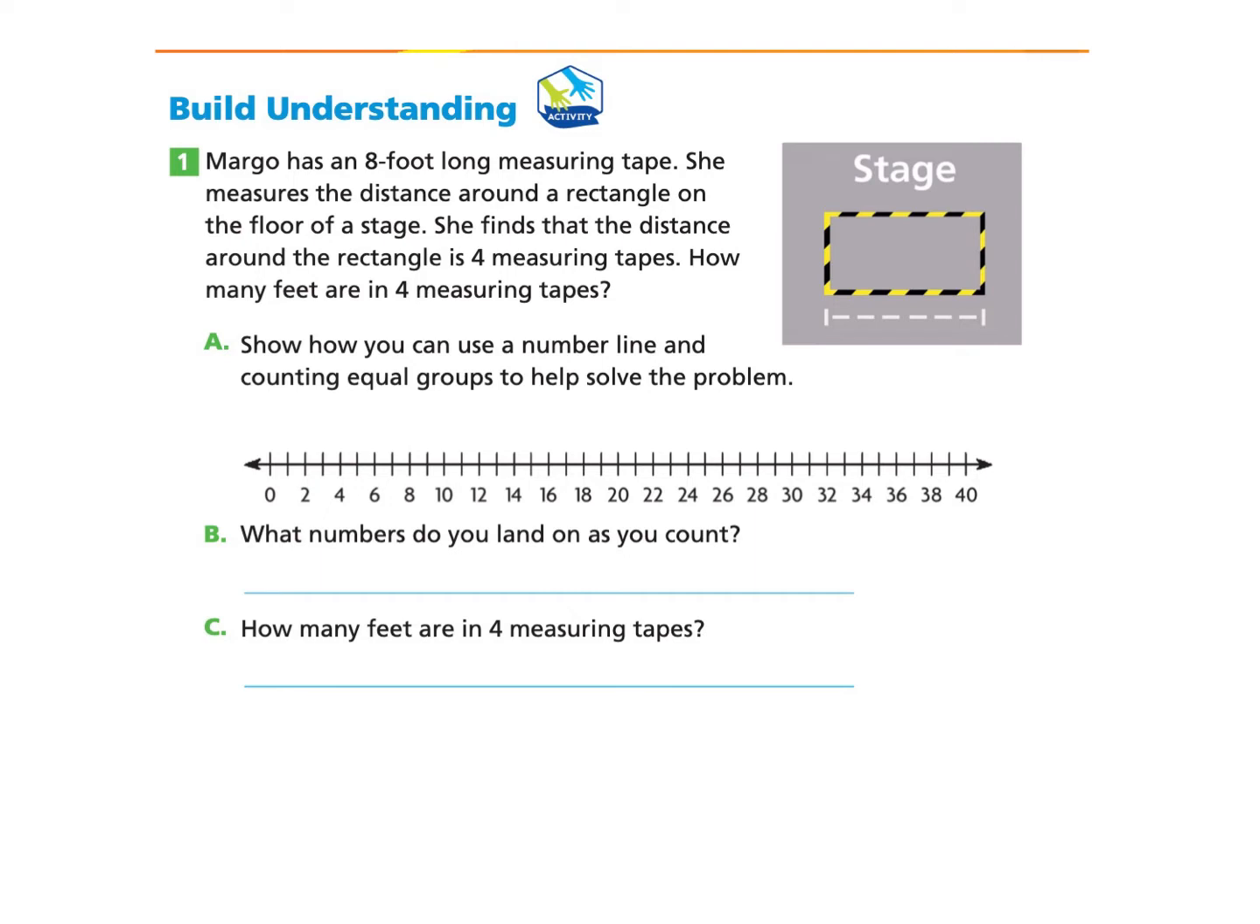Question 1. Margot has an 8-foot long measuring tape. She measures the distance around a rectangle on the floor of a stage. She finds that the distance around the rectangle is 4 measuring tapes. How many feet are in the 4 measuring tapes?